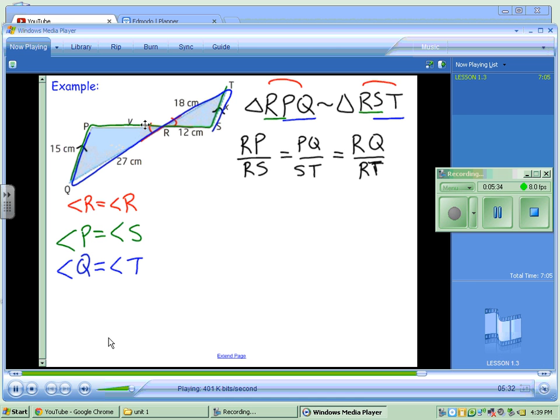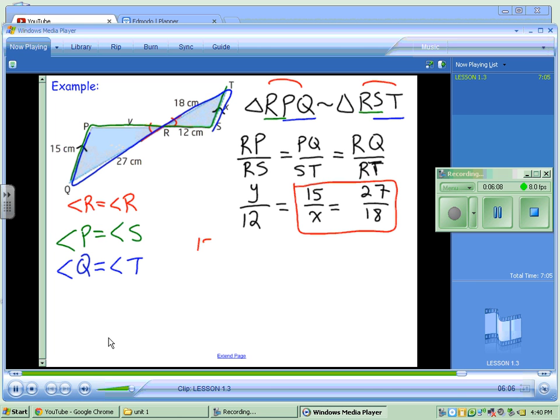Okay, once you have that statement that all three fractions are equal to each other, you're going to take the number values or the letter values from the picture and replace them in the statement. So y over 12 and 15 over x and 27 over 18. And to solve, remember, you only need two fractions equal to each other, and you need to have three given values and one unknown. So we can start by solving for x using this pair of fractions. 15 over x equals 27 over 18. Cross multiply 15 times 18 and then divide by 27. And then we get an answer, x equals 10 centimeters.